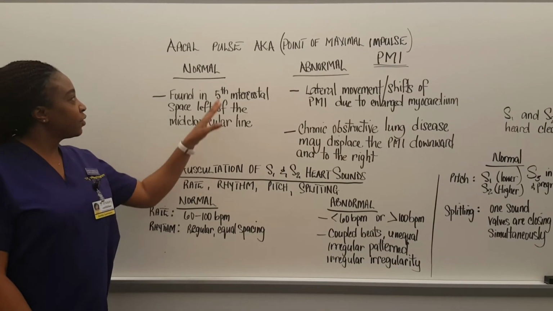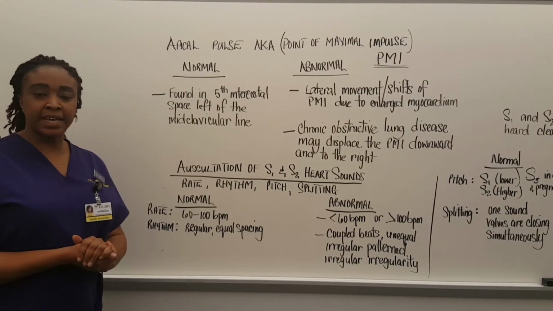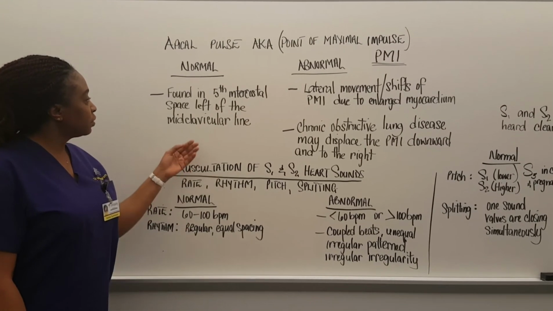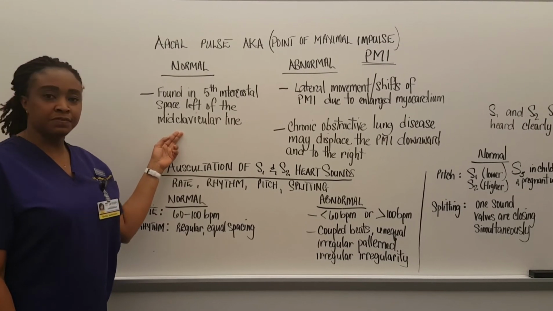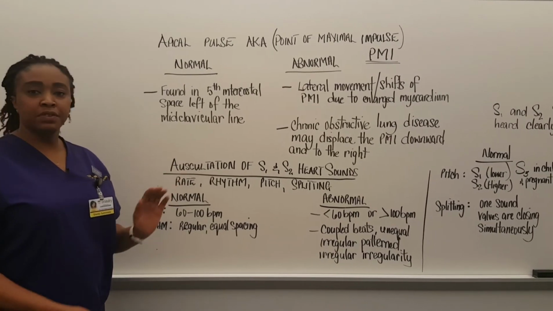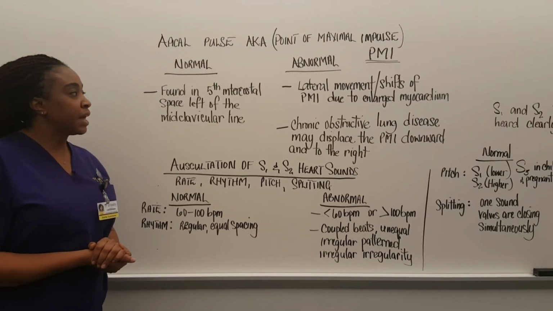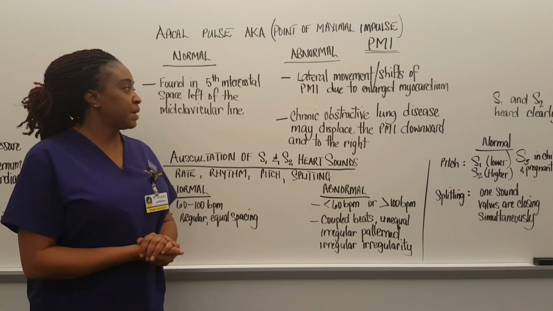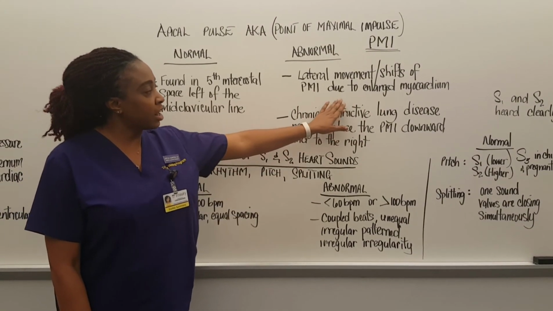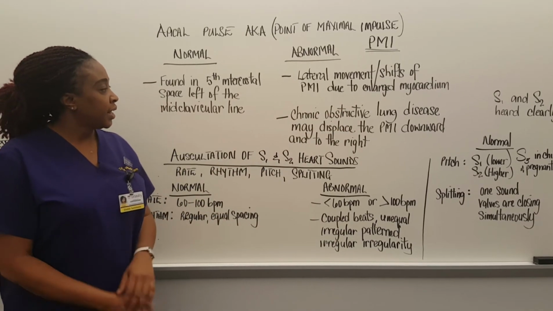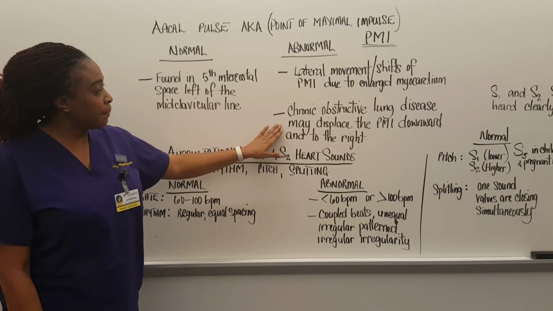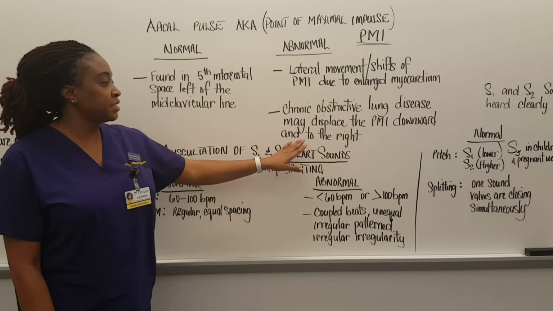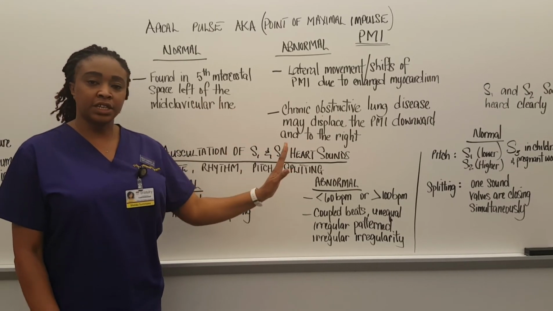When palpating for the apical pulse, which is also known as the point of maximal impulse, or PMI, normal would be that the PMI is found in the fifth intercostal space left of the midclavicular line. An abnormal finding would be that there is a lateral movement or shift of the PMI, and that would be due to an enlarged myocardium. Or another reason why that would happen is if there's a chronic obstructive lung disease, which causes the PMI to be displaced downward and a little to the right.